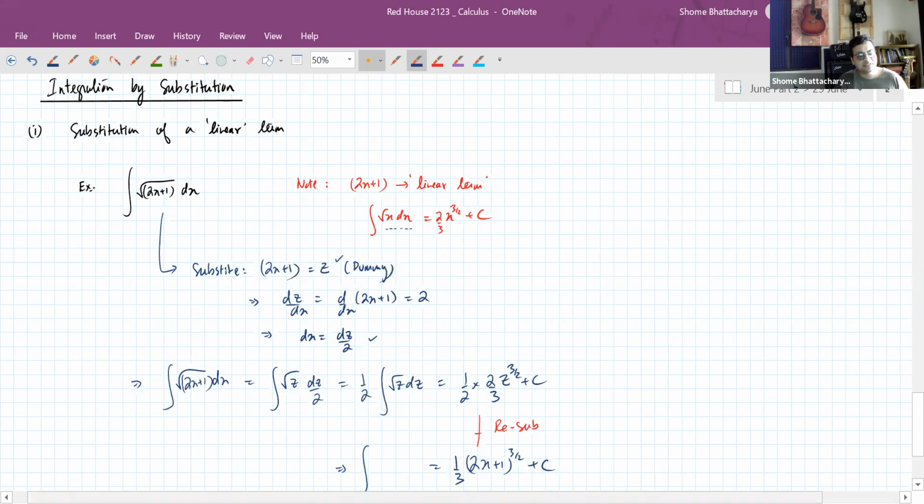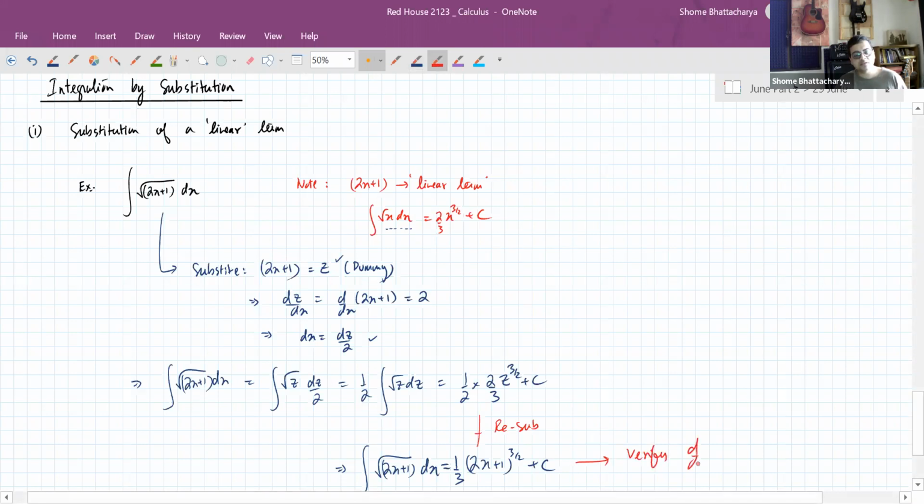Okay. So this is an example of the application of this type of substitution. Substitution of a linear term, which is the most basic type of substitution. But also most often when we are doing a substitution, it's going to be a simple basic substitution like this. So just make a note of this example.